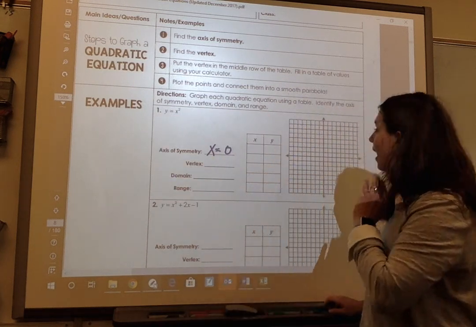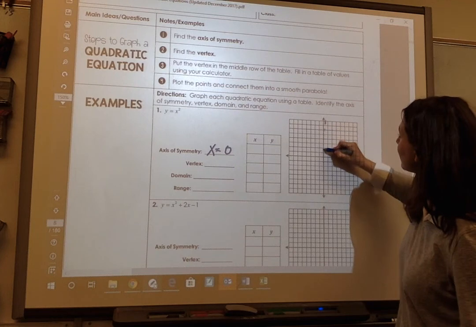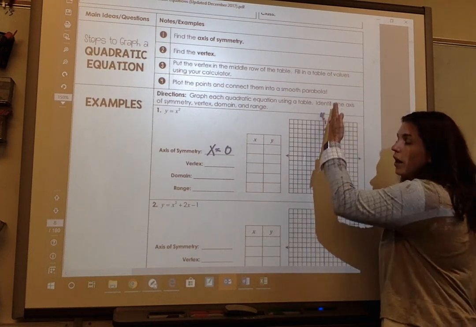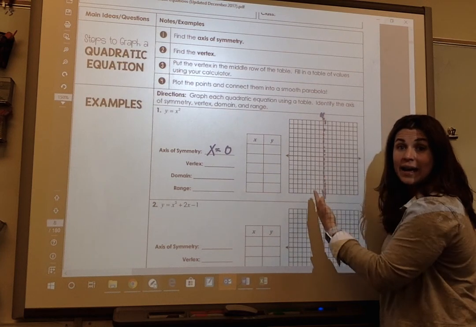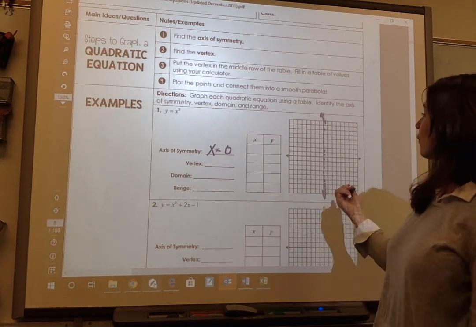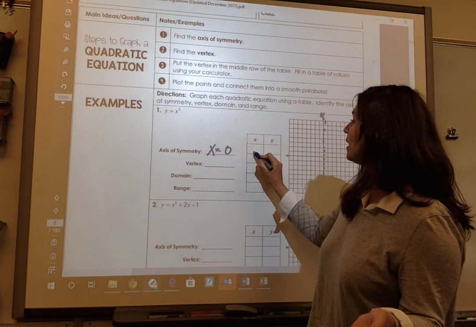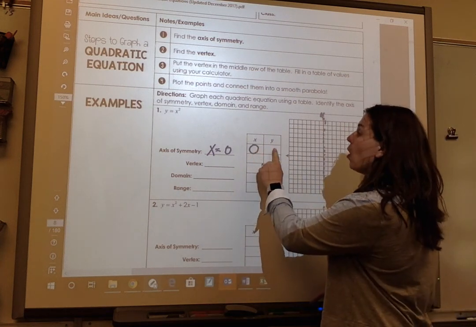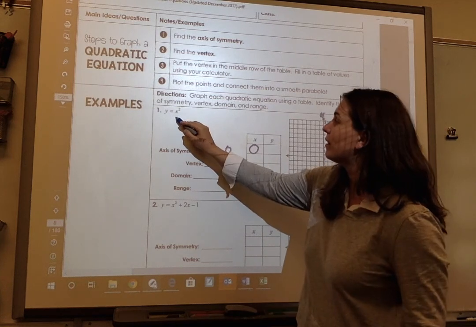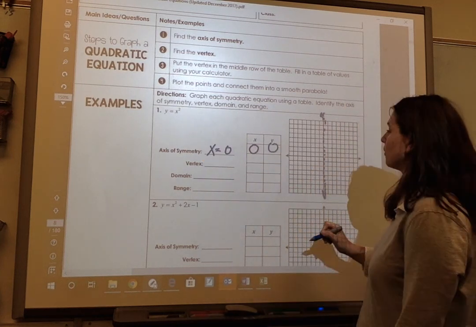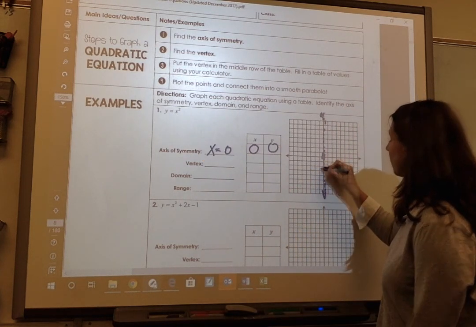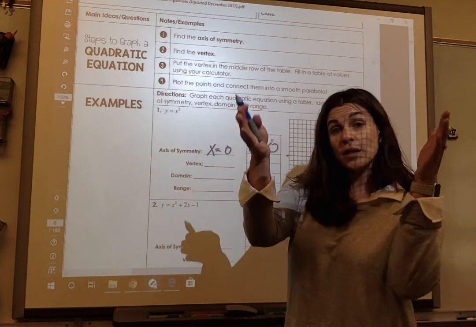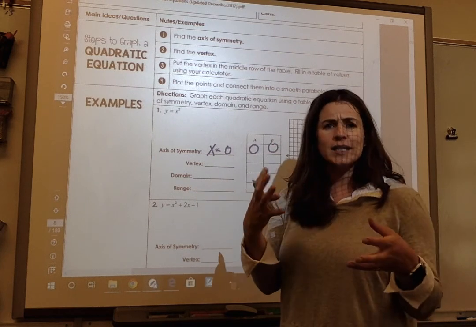So now I can go over to my graph and I can sketch that axis of symmetry, and it's right on my y-axis, right? So to find the vertex, that's going to be my first point on my graph here. So when x is 0, what is y? Well, when you plug in 0 for x, y is going to be 0. So there's my vertex.